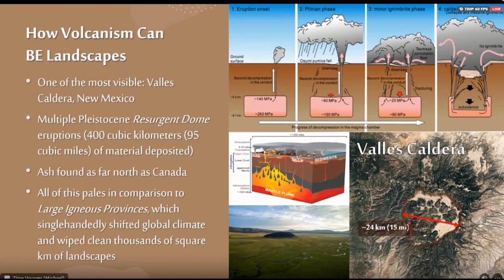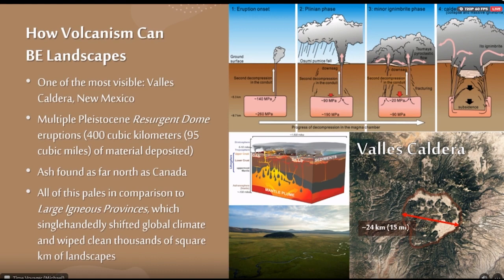One of the most visible of these is the Valles Caldera in New Mexico. This is a volcano with a 24-kilometer wide caldera, formed by what's called a resurgent dome eruption. There were multiple of these over the Pleistocene. And they had 400 cubic kilometers of volcanic material deposited, found as far north as Canada. I could go on about how crazy these eruptions are, but suffice it to say, this is a really complex volcanic system that is enormous. And when you stand on one rim of the volcano, you can't see the other side. It's so big. I've been there myself.